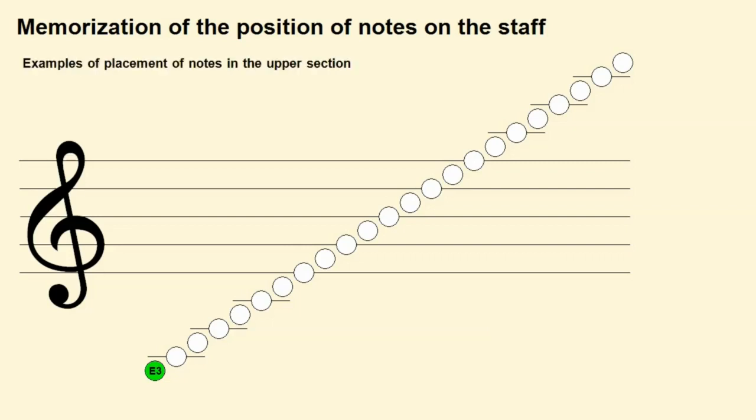Next are two examples of the process of locating notes in the upper section. F, A. E, G, B, D.